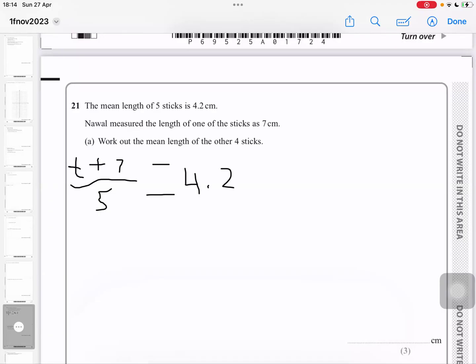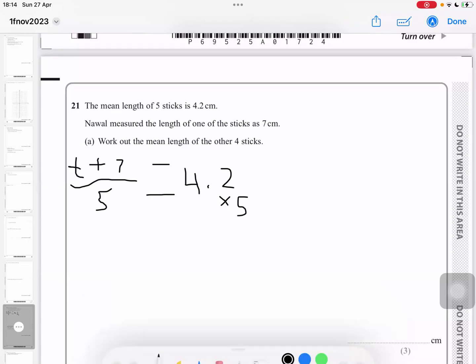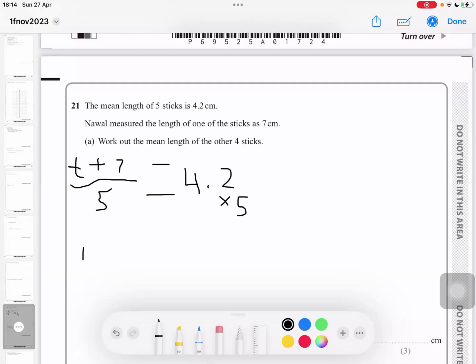So the first thing we need to do is to take care of that 5 in the denominator. And since 5 is down there, the best way to take care of it is to multiply both sides by 5. So the left-hand side, if I multiply the left-hand side by 5, 5 will cancel itself, right? Yes, we're going to multiply both sides by 5, correct? So what will I have on the left-hand side? I'll just have T plus 7 because 5 would have cancelled itself. So you can write that as the next step. T plus 7.